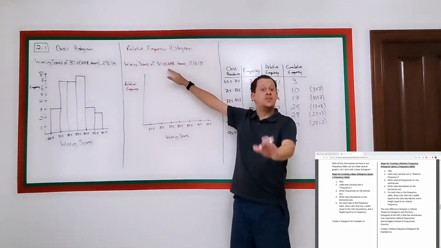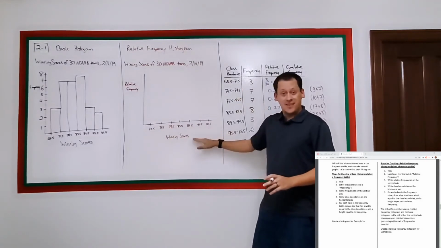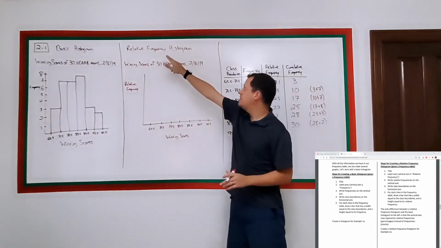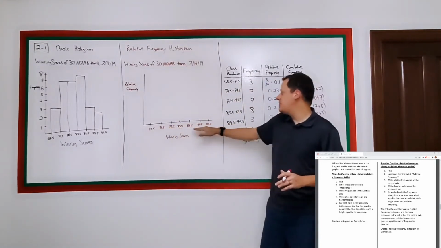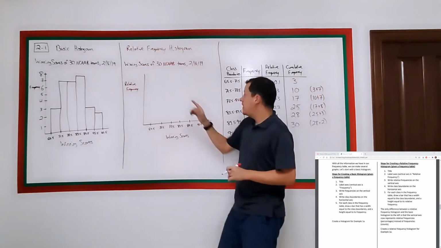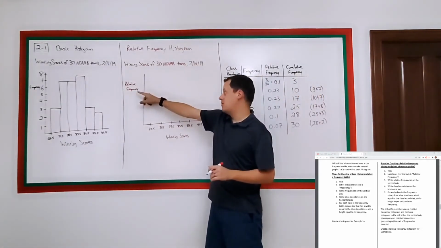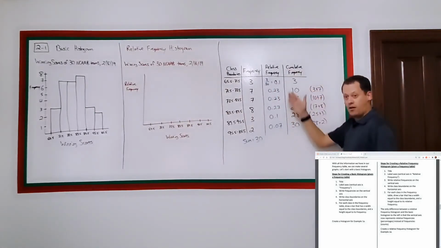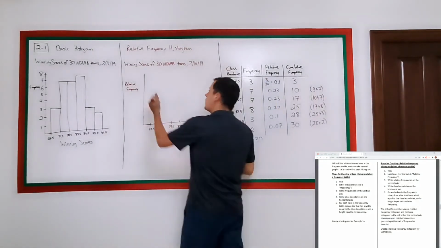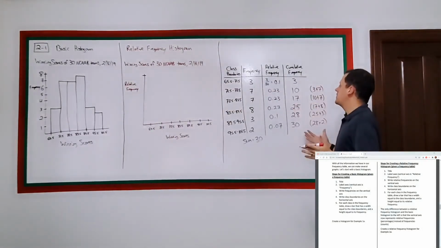Same title, because we're dealing with the same data set. Same label and scaling on the horizontal axis. For our relative frequency histogram, we're still going to be using our class boundaries in the same way. But the difference is on the vertical axis. This is going to be the relative frequencies. So we're dealing with this column instead. To scale it, again, we want to know what's a good value to put up top. What's our biggest relative frequency?